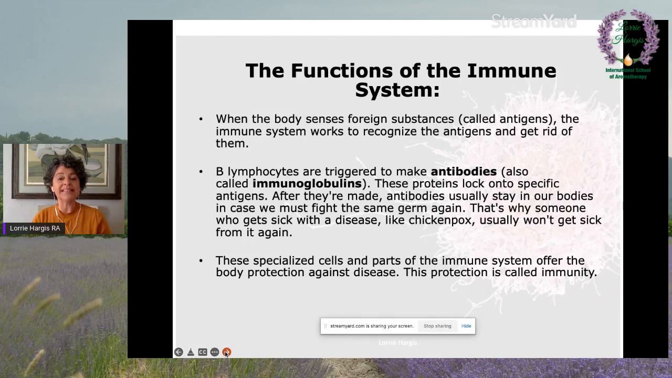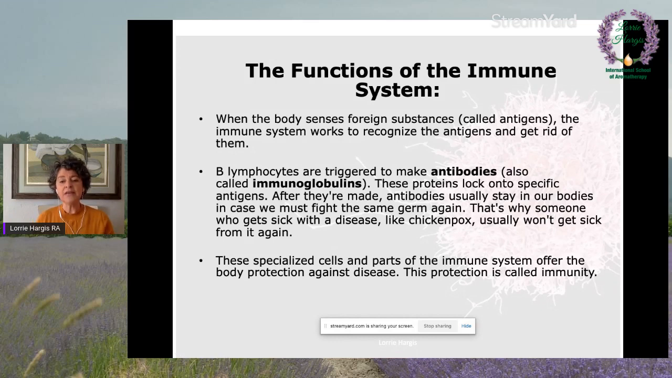That's why someone who gets sick with a disease like chickenpox usually won't get sick again from it. I've only had chickenpox once in my life. I only had German measles once in my life. I only had mumps once in my life. These are all examples. And I have a strong immune system, so we can see how our bodies can get through these things. We just got to give them a fighting chance and give them the right things to fight with.